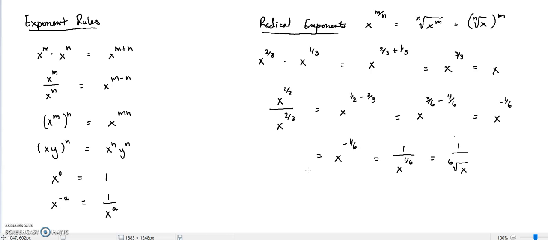All right, let's try another one. Let's do multiplying and dividing.